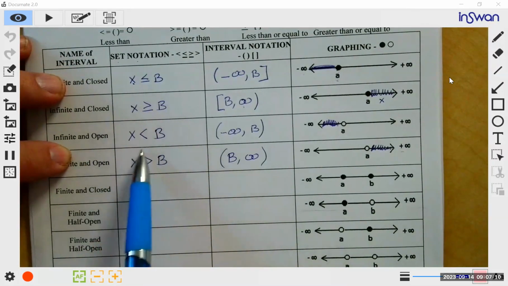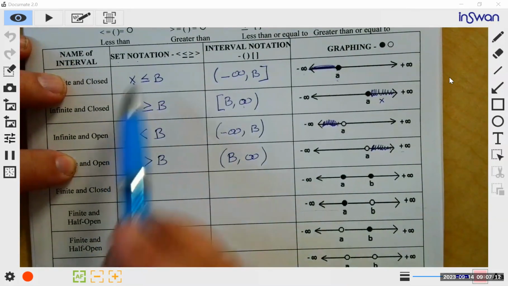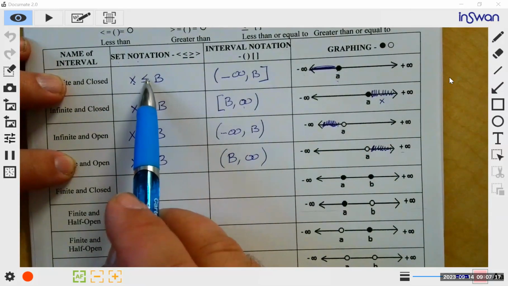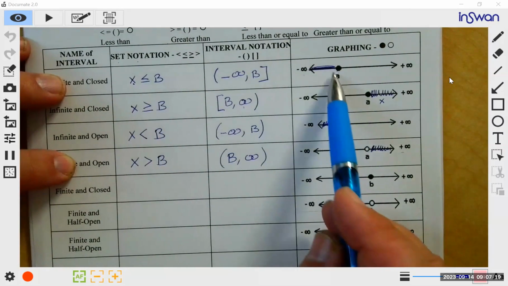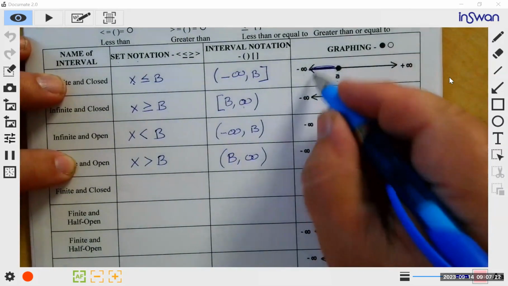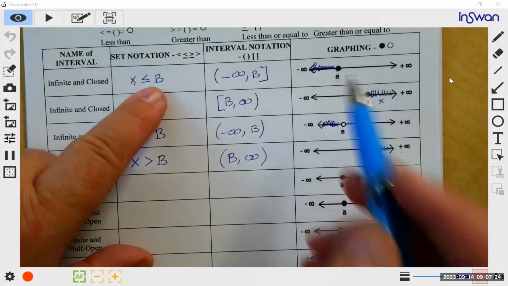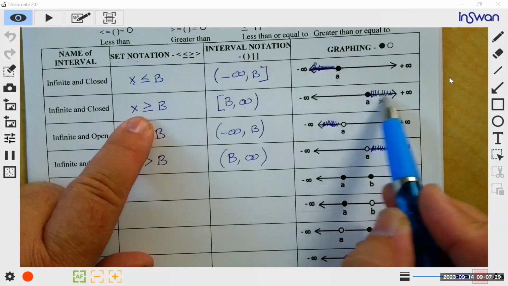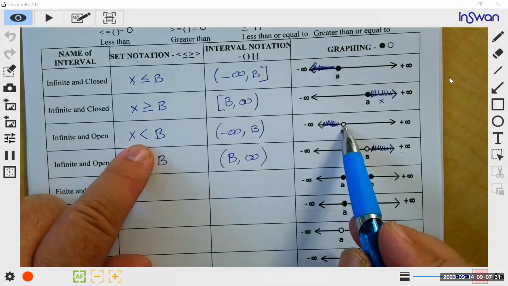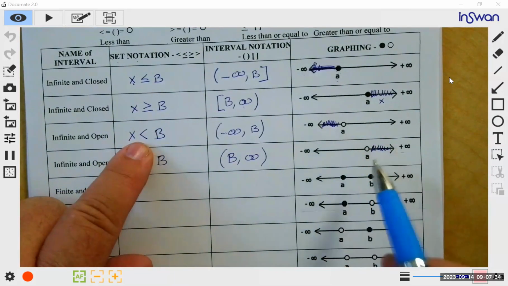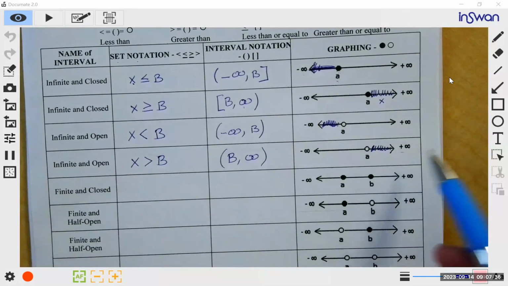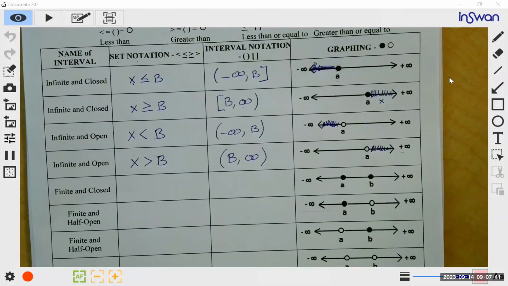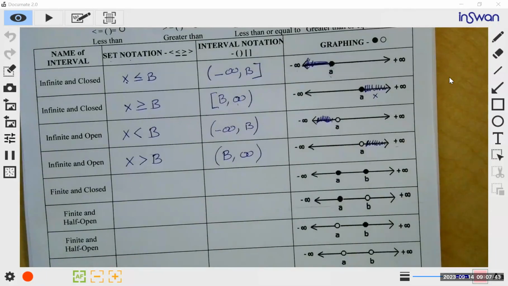As long as your X is on the left-hand side, on the set notation of these graphs, notice the direction of the arrow. It's pointing the direction of the shaded region. Since I begin at B, I'm going to the left. I begin at B, I'm going to the right. I begin at B, I'm going to the left. I'm going at B, going to the right. So as long as your X is on the left-hand side, whatever direction the arrow is pointing, that's the area you're going to shade.